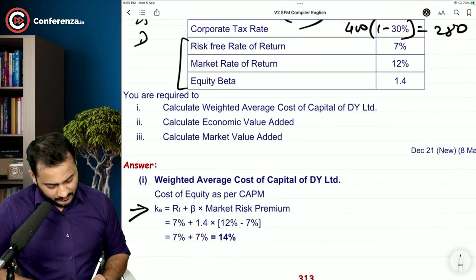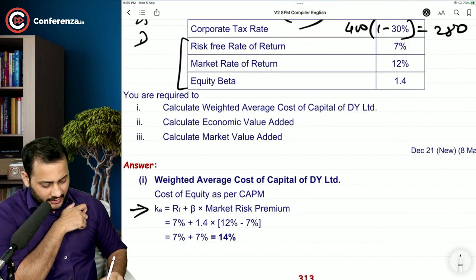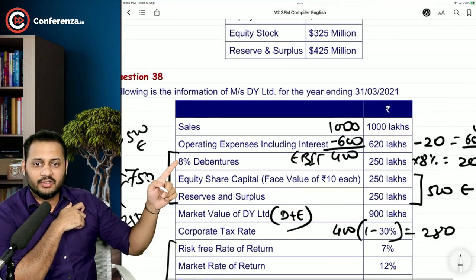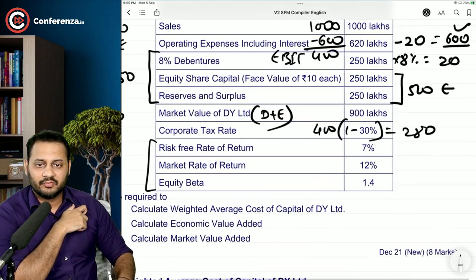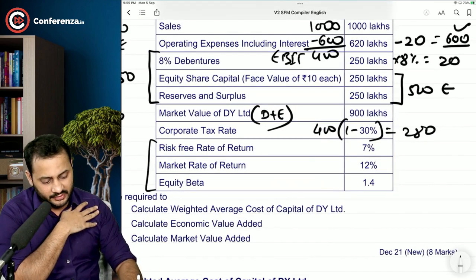See, CAPM. By using CAPM, you will calculate this 14% rate of the cost of equity. You already have the debentures at 8%. You can take it after tax by deducting the tax rate of 30%. So 8 minus 30%, right?